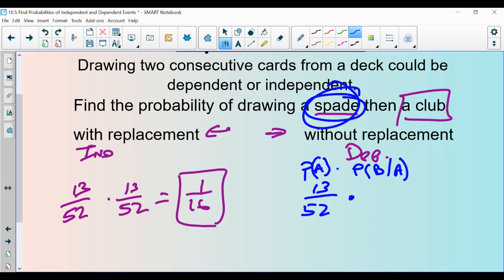Well, if we think about what's left in the deck, there are still 13 clubs left in the deck, but now there are only 51 total cards. So this is going to be the probability of drawing a spade and then a club if you don't replace it. So 13 out of 52 times 13 out of 51. When we type that into our calculator and turn that back into a fraction, we're going to get 13 out of 204.